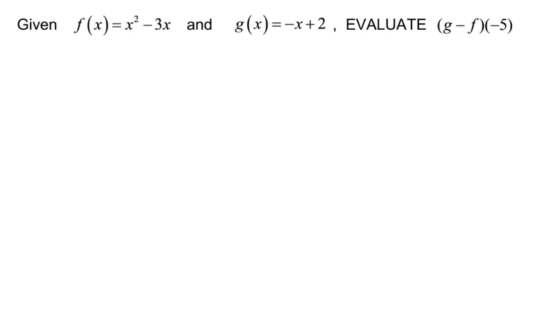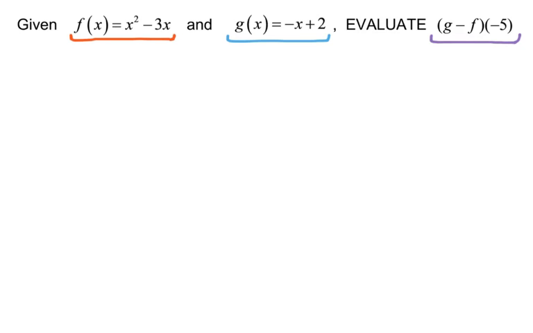In this example, we're given two functions. We are given that f of x equals x squared minus 3x, and g of x equals negative x plus 2. And then we're asked to find as well as evaluate g minus f of negative 5. Really, we're just asked to evaluate here, but we are going to do both of those things. We're going to find the difference and then evaluate. We have two different ways that we can do this.